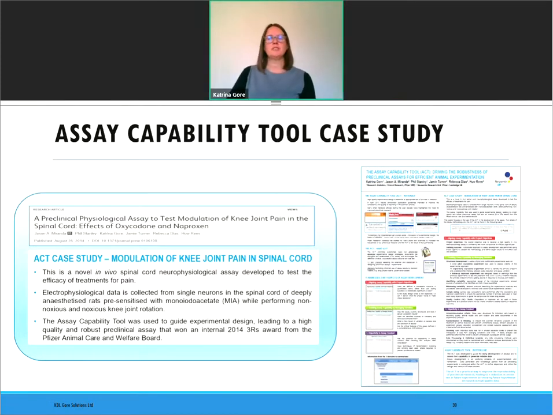I won't go into lots of detail of this, but this is one example of where we did use the assay capability tool in practice and published on it. So on the left is a paper, and this is available as a download. And if you wanted to look at it in a brief snapshot, then this is also available for download as a poster. We submitted that to the LASA winter meeting back in 2015, I think it was. So it's worth having a look to see how the ACT supported the development of that novel method.